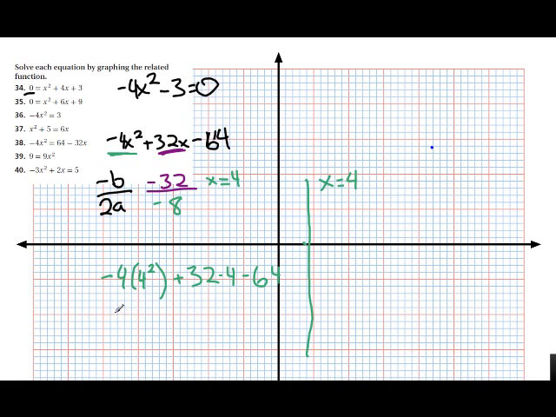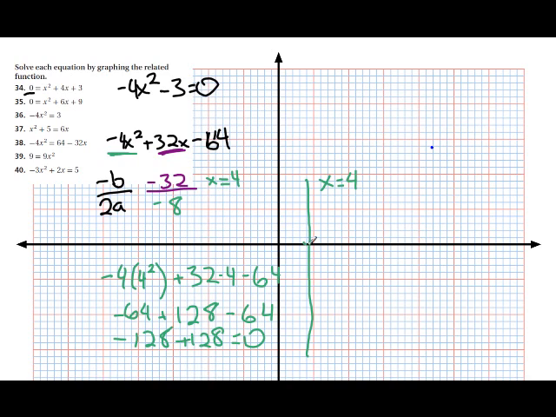I'm forgetting what I'm doing. Times negative 4, negative 64. Plus 32 times 4 is 128. This is going to work out super nice here. Minus 64. Negative 64 minus 64 is negative 128. Plus 128 is, guess what? 0. Yay, you can hear it in the background.